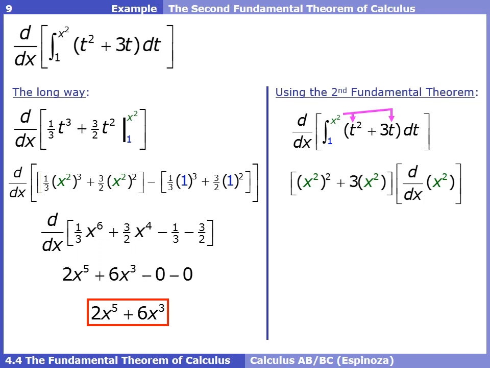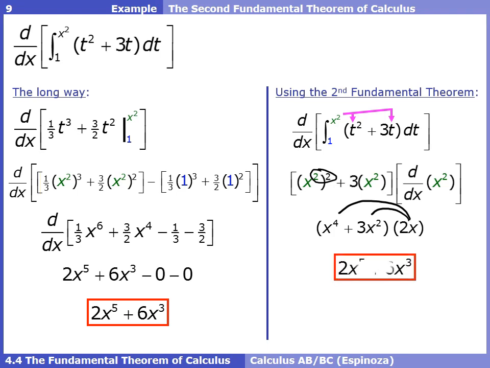After that, it's just a matter of simplifying. Again, when we have a power to a power like we have here, we multiply. So x to the 4th plus 3x squared, and then the derivative of x squared is nice and easy, and that's 2x. Only one more step to go, and that is just to take our 2x and distribute it to both of our terms on the inside, and sure enough, it turns out to be the same exact answer. So definitely use the fundamental theorem of calculus when it's appropriate.